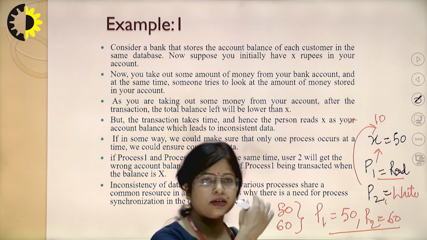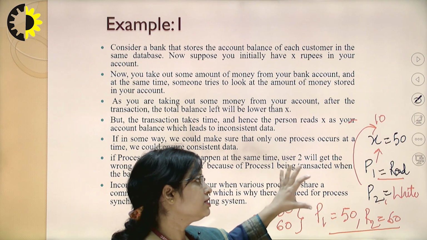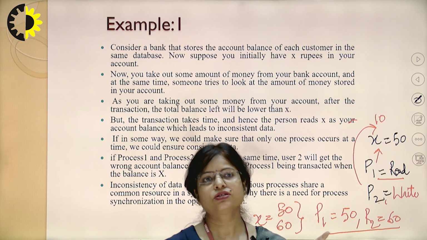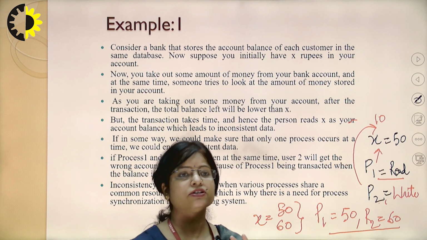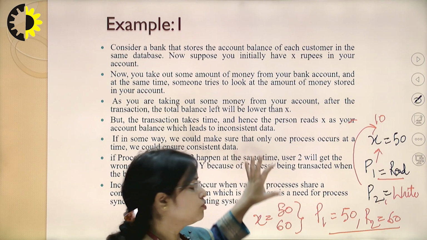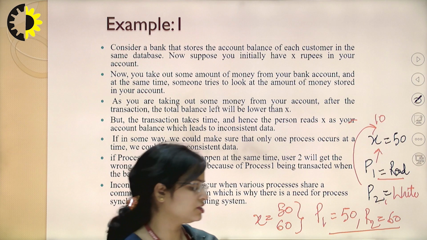So, this is the race condition, and the solution of race condition is to ensure that only one process can access the shared resource at a time. So, we can remove this inconsistency of data or race condition.